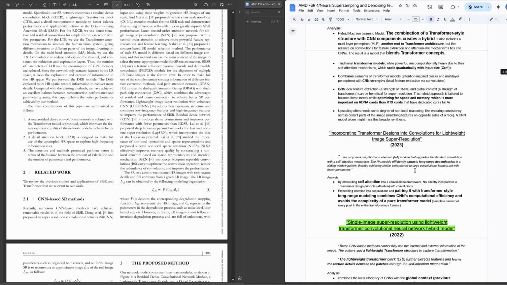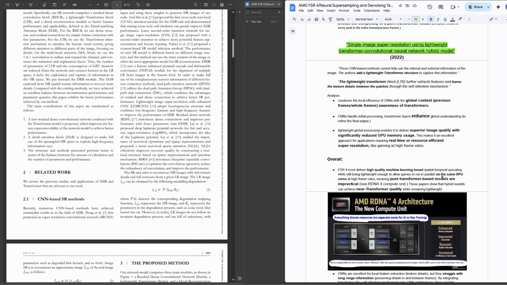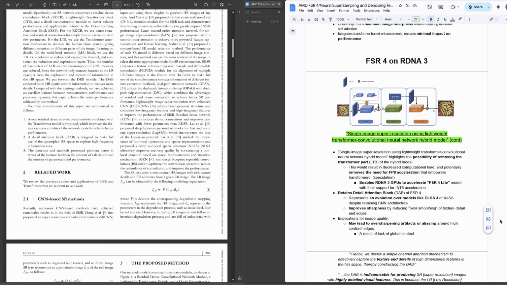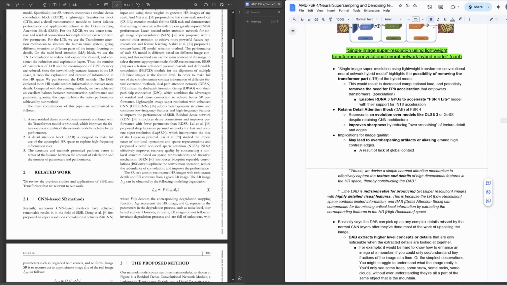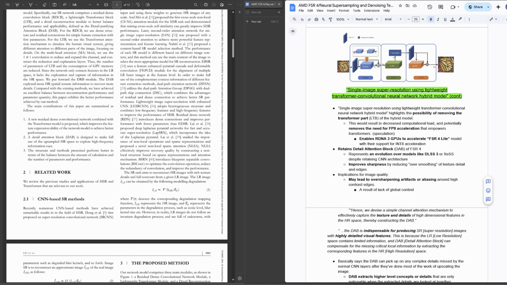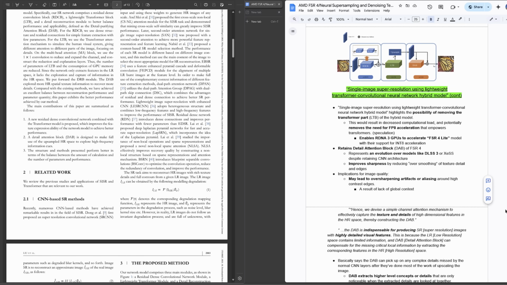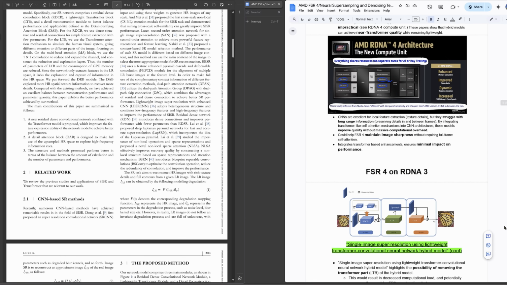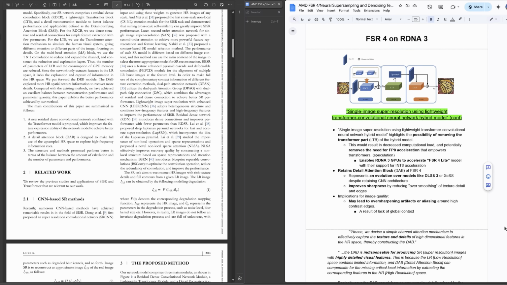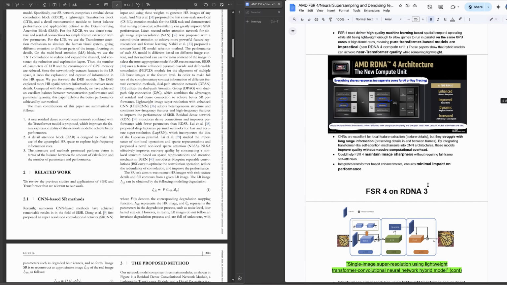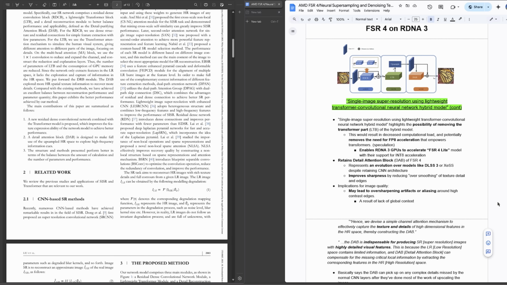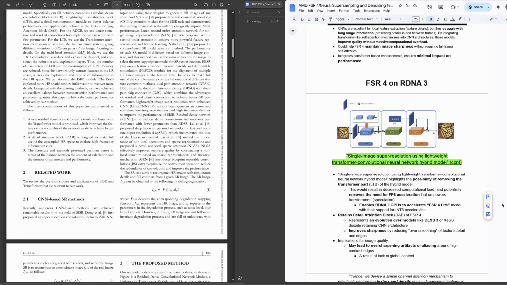RDNA 3 owners, RX 7900 and 7800 owners, do not fret, do not fear, because AMD is not going to announce that FSR 4 will run on older GPUs soon, because it is in their best interests to not announce that yet. But I'm pretty confident that they have versions of FSR 4 that run on RDNA 3, or at least have experimented with removing the transformer block from the architecture and evaluated the possibility of running it on RDNA 3. So yeah, my assumption is they have a few different versions of the model.